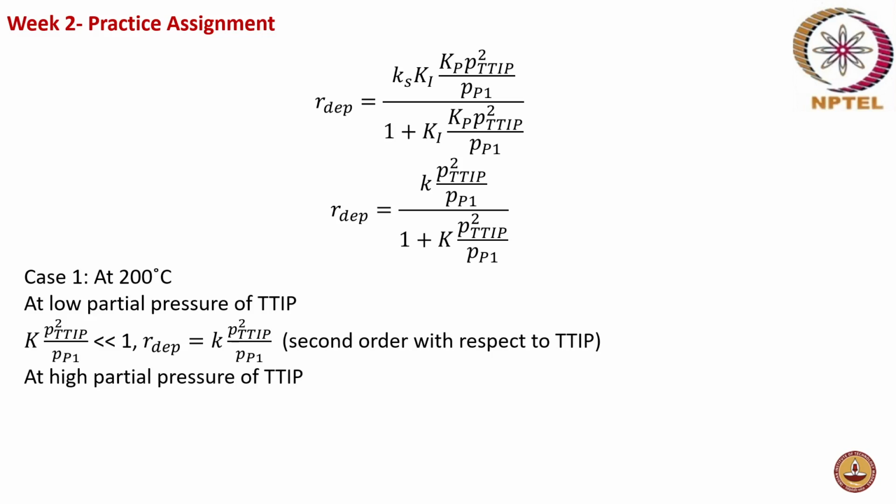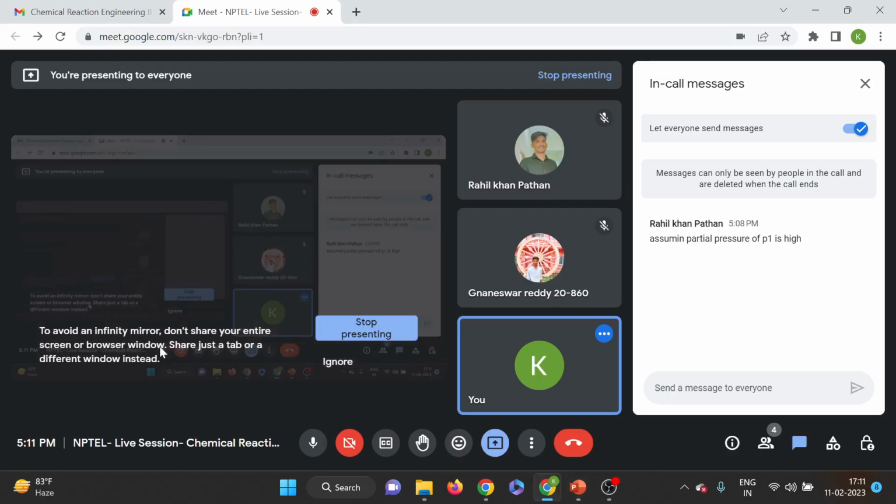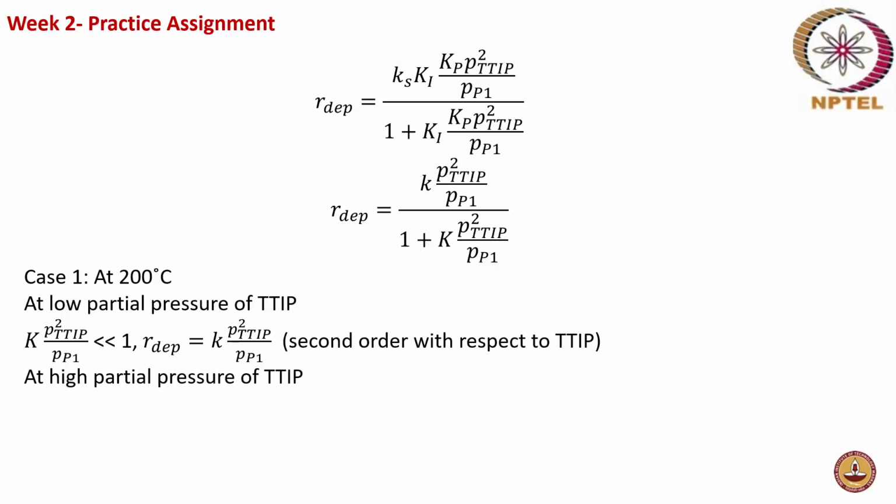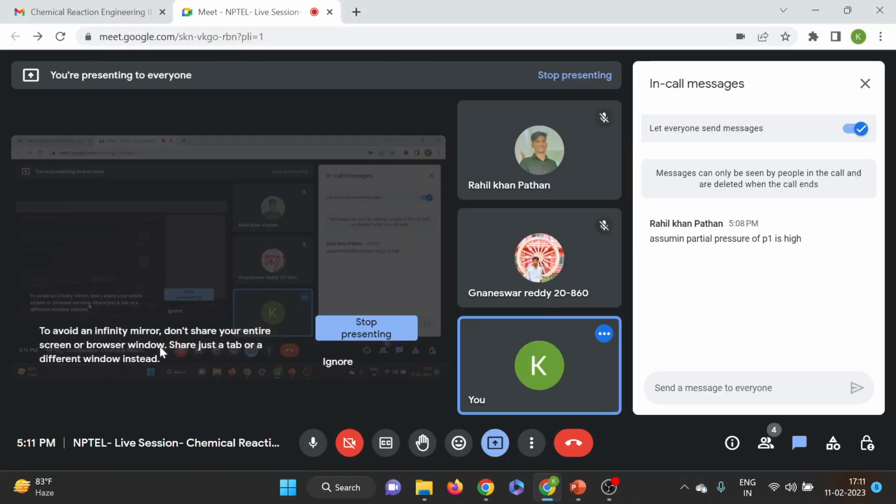At high partial pressure of TTIP, what will be the case? Will it become zero order? How will it become zero order? Because they have given that at high partial pressure, it will become zero order. So how does it become zero order? Any thoughts or shall I just proceed? Can any of you reply? Shall I just proceed with how to go about this?